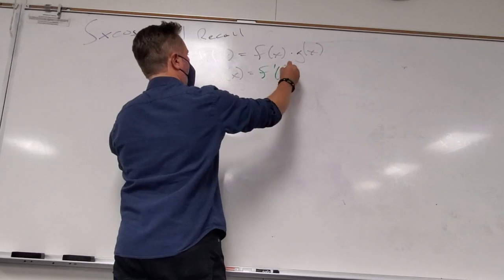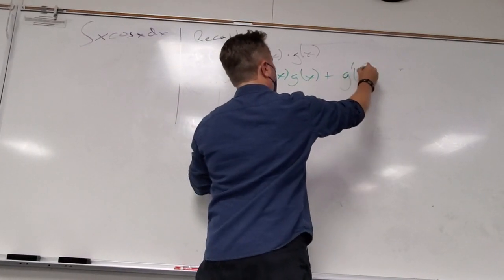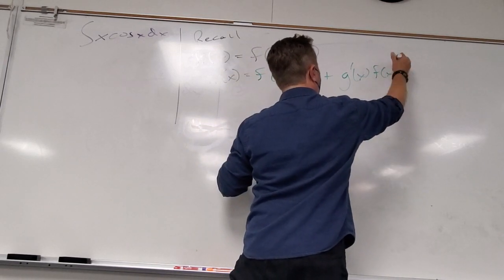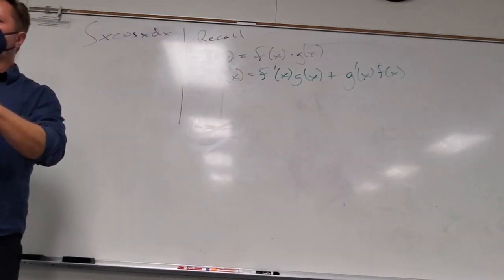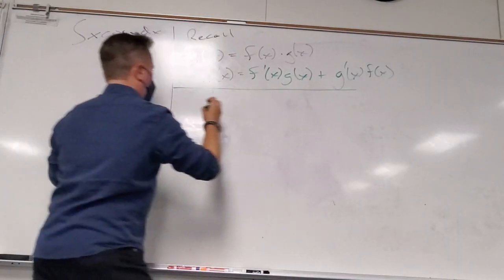It would be f prime g, right? Plus g prime f. I love it. And what is that? Product rule. Okay, I love it. Right? So, let's do this. Let's do something a little bit on the side of that.